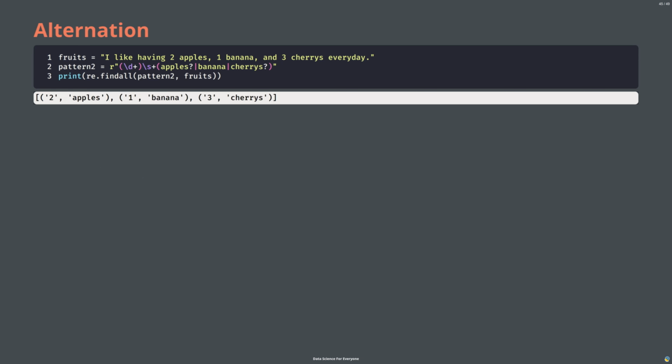To fix this, we use alternation with parentheses to group the numbers and the fruit options together properly. Now the regex looks for a digit and a space followed by either apple, banana, or cherry. This way the matching works correctly and we capture the number and the type of fruits.